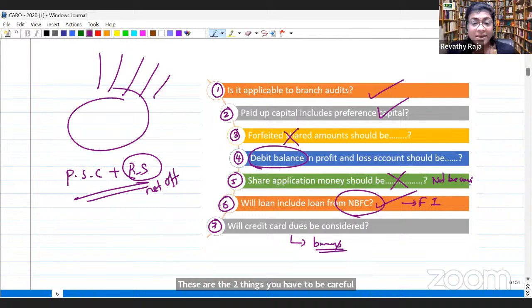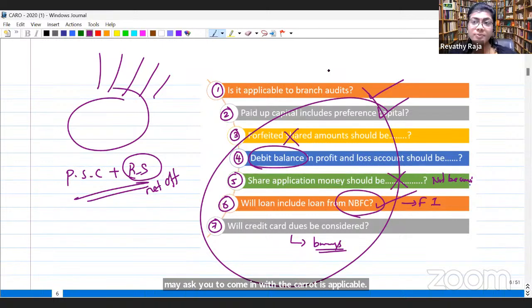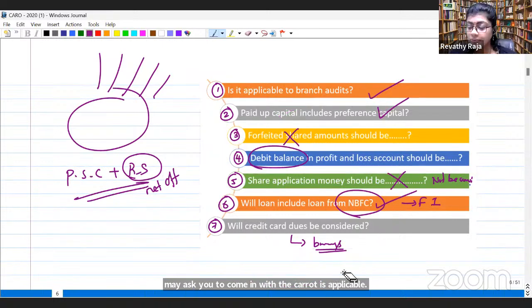Third thing is they might give you an extract of the P&L account or an extract of the balance sheet and ask you to comment whether CARO is applicable. So these points will be helpful there. So guys, take rest. With that, para 1 is over.